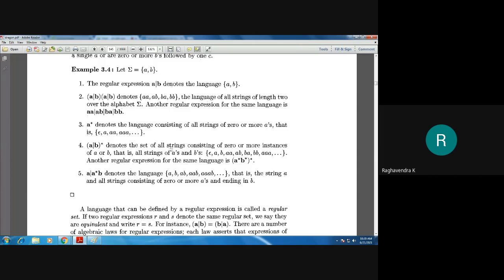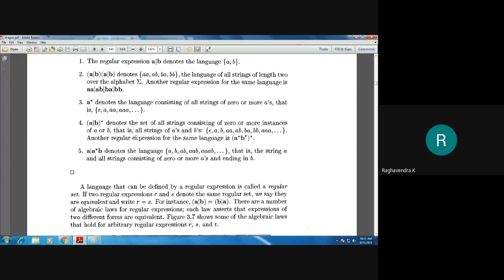So this basically denotes the set of strings consisting of zero or more occurrences of A or B. For example, the set has been defined here. I hope this is visible. You can follow my mouse cursor. I am unable to highlight it. So this is the string that is defined by (A|B)*.